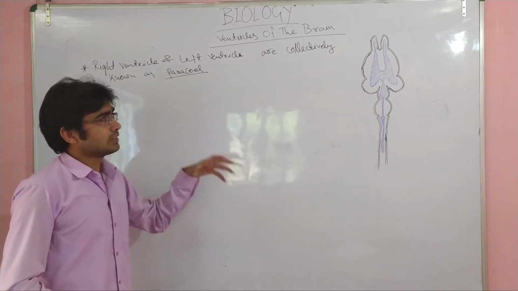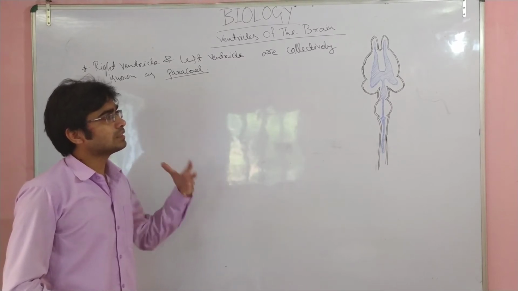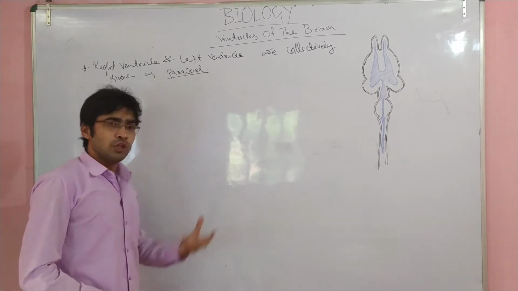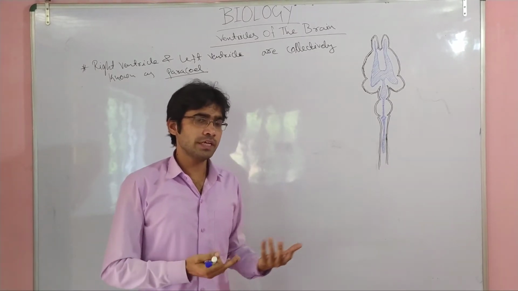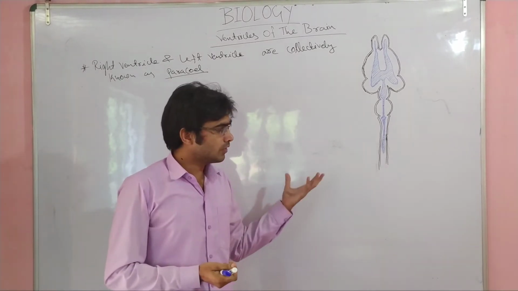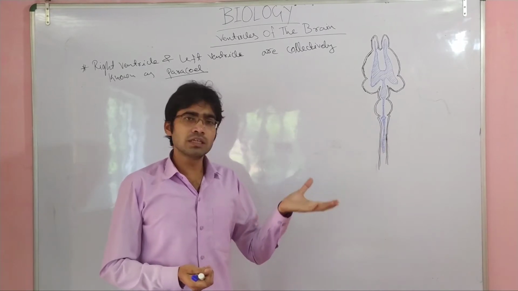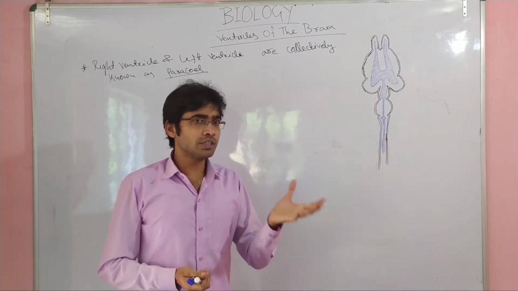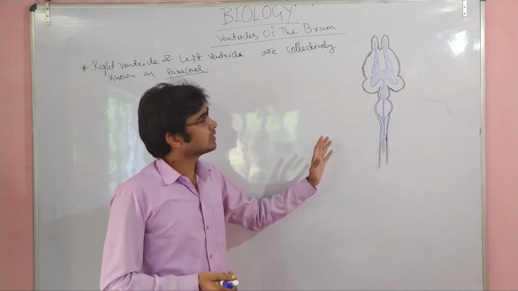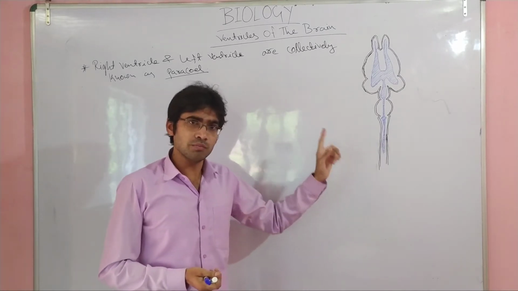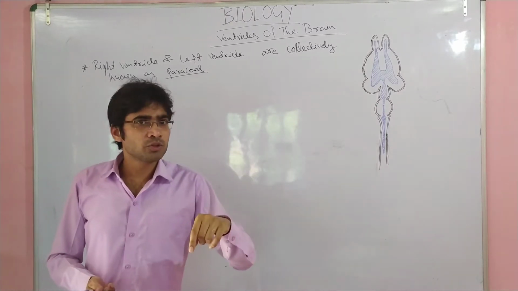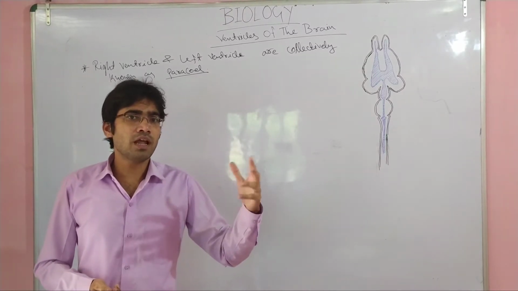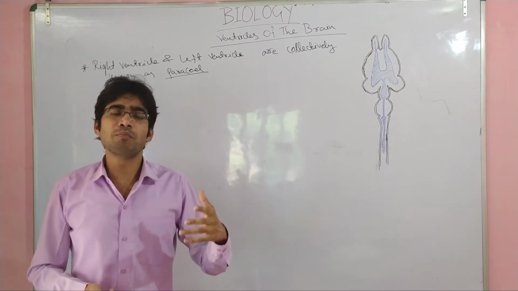Why are ventricles present? Because the ventricle contains a fluid, and you are well aware of the fluid name, it's cerebrospinal fluid. This fluid creates constant internal pressure, nourishes the central nervous system, both brain and spinal cord, and acts as a shock absorber, preventing the delicate brain and spinal cord from mechanical injury.